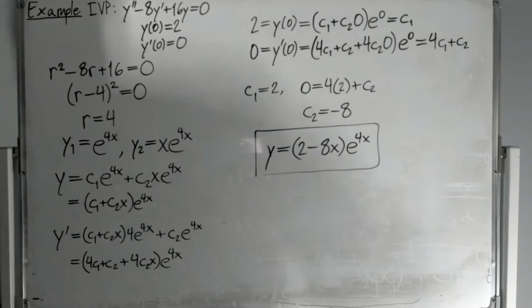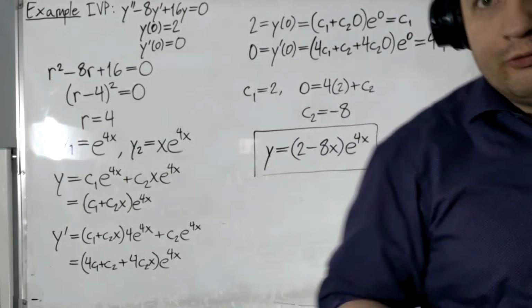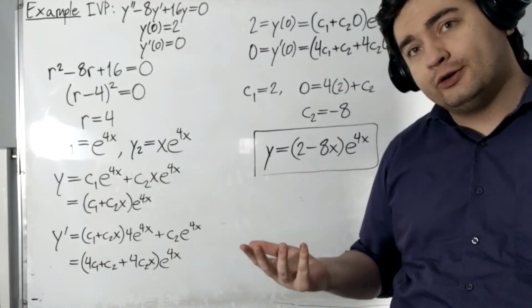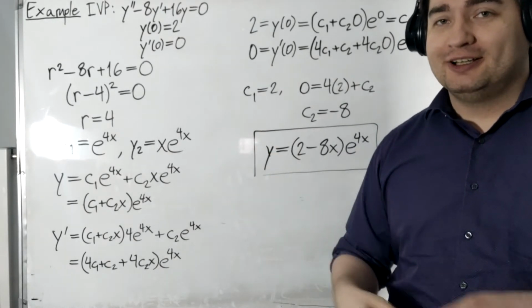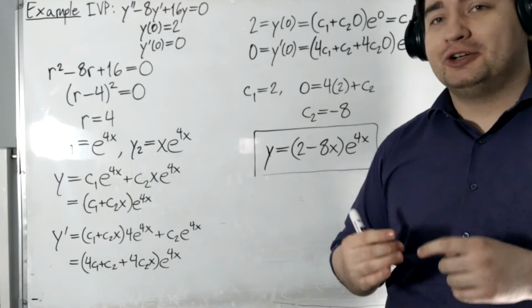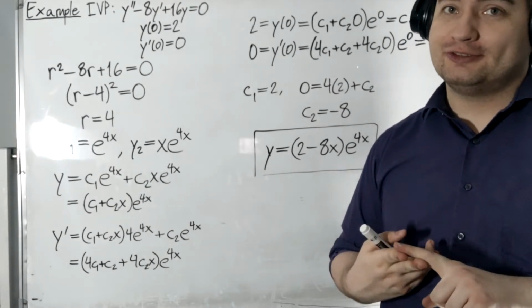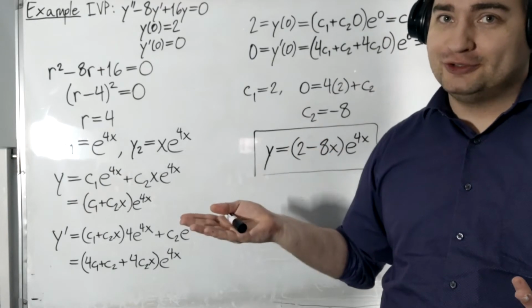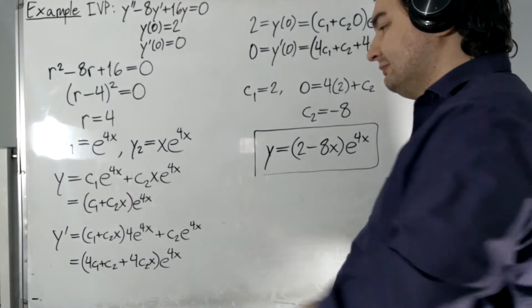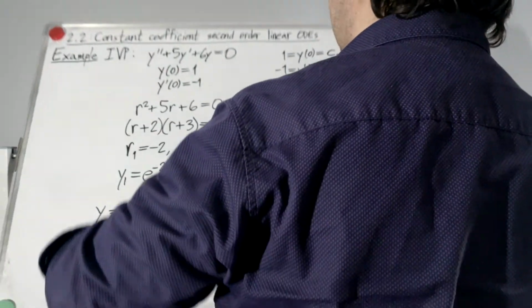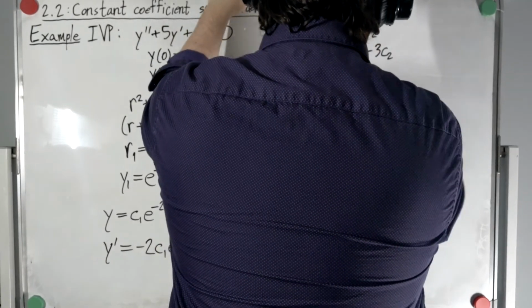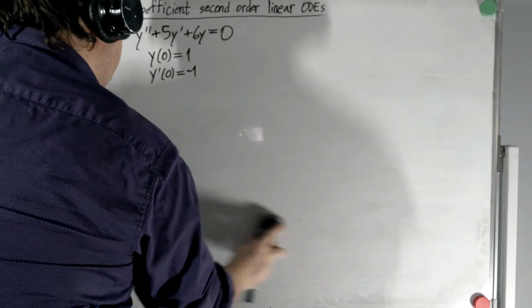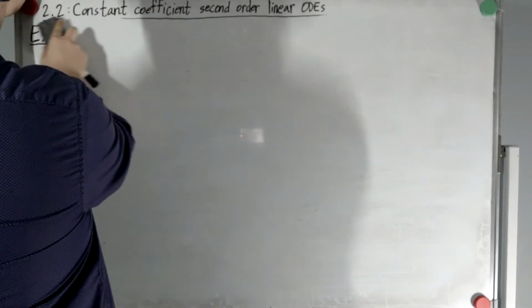So that's how you take care of repeated real roots of your characteristic equation. There's one more possibility, right? As you learned in high school, a quadratic equation could have distinct real roots, repeated real roots, or non-real, complex roots. So what do you do when you have complex roots to your characteristic equation? Well, there's a way to handle that.